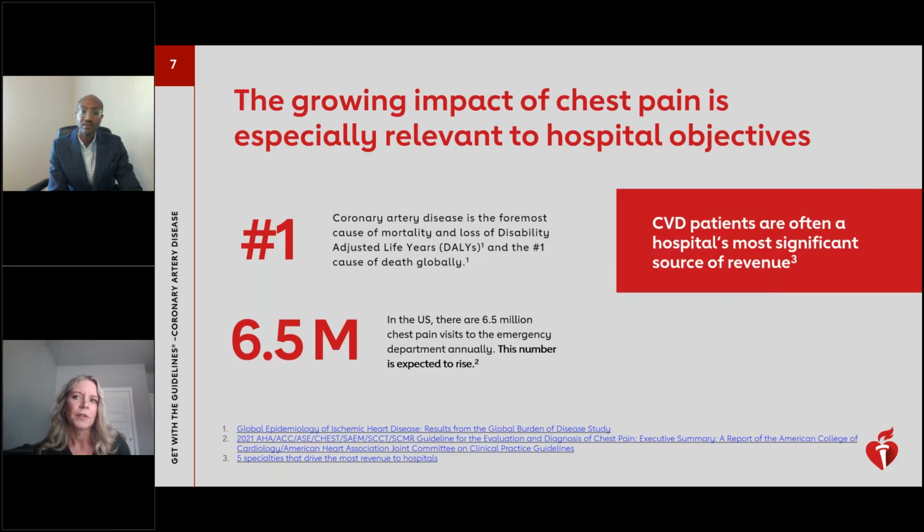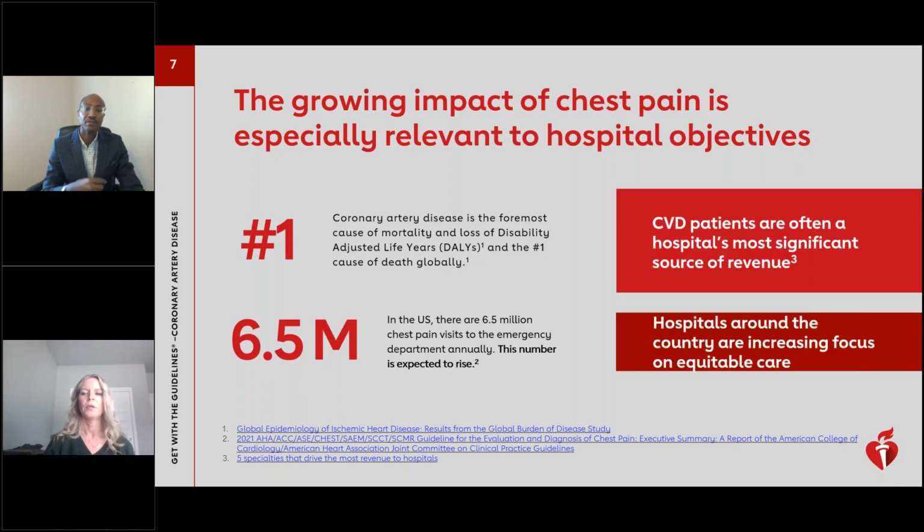Also, cardiovascular disease patients are often a hospital's most significant source of revenue. So there is a financial impact that these patients can have. And two, there's been an increasing focus on equitable care across all patient populations. And this, of course, is something that we want to be monitoring for our chest pain population as well.